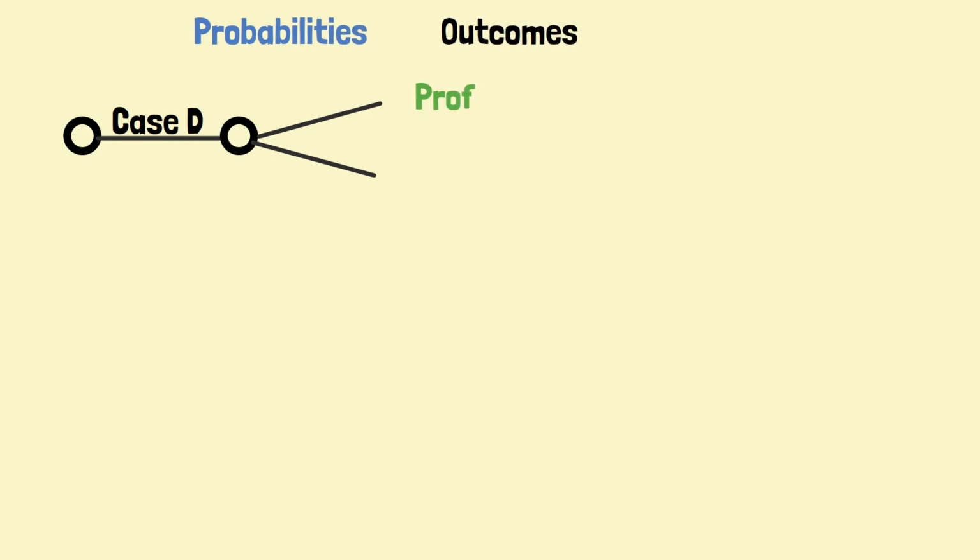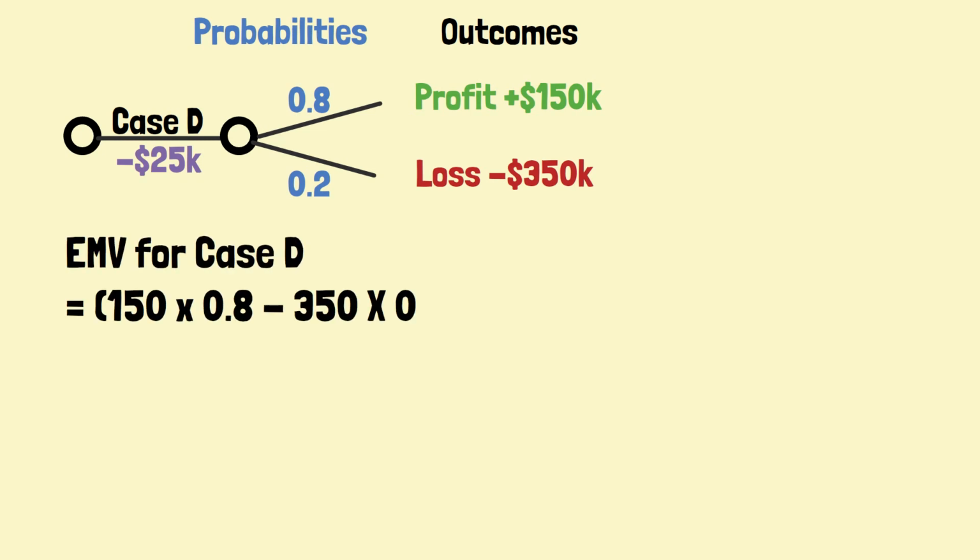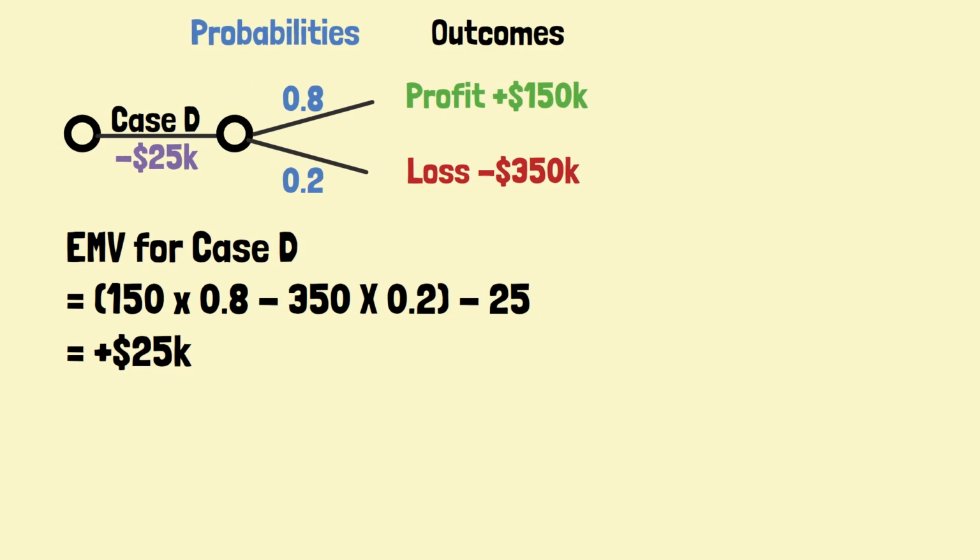Let's quote an example. In an investment case, the profit of an investment is $150,000 with a probability of 80%. But the loss could be $350,000 with a probability of 20%. The sunk cost is $25,000. Based on the probable outcomes and the relevant probabilities, the EMV is $25,000.